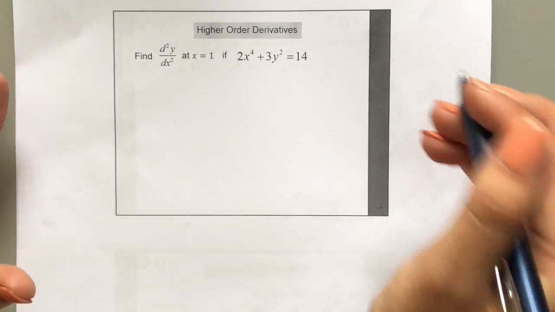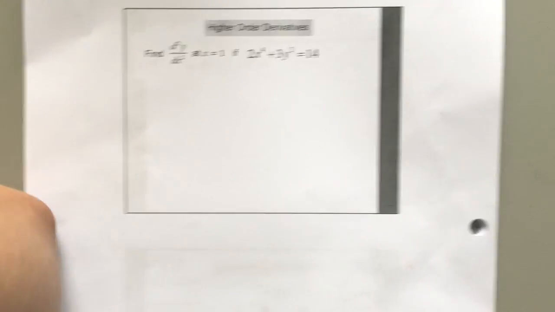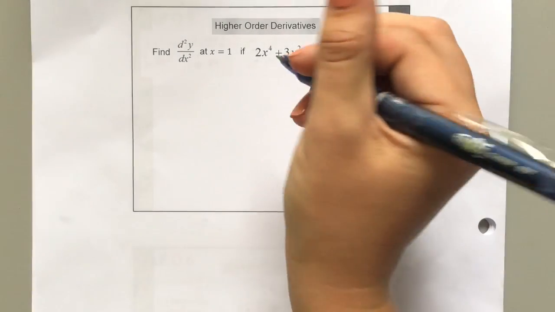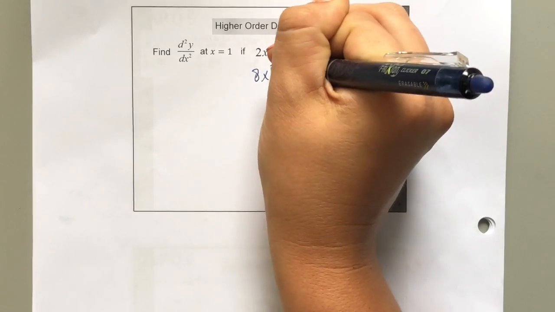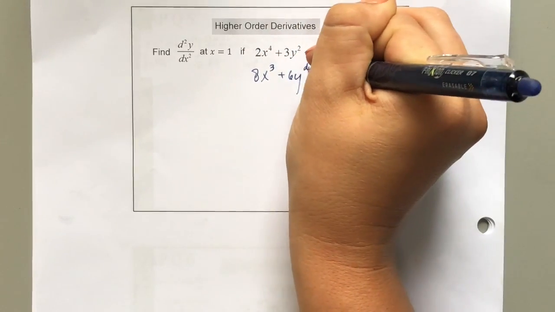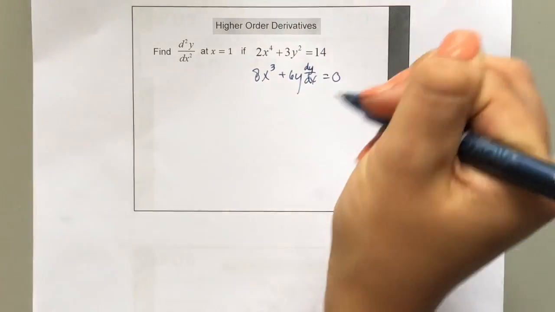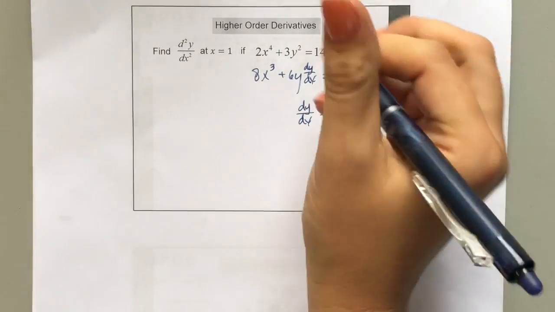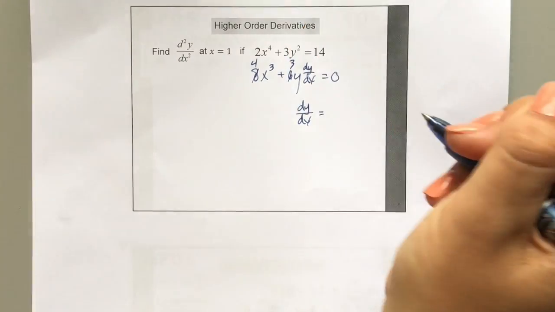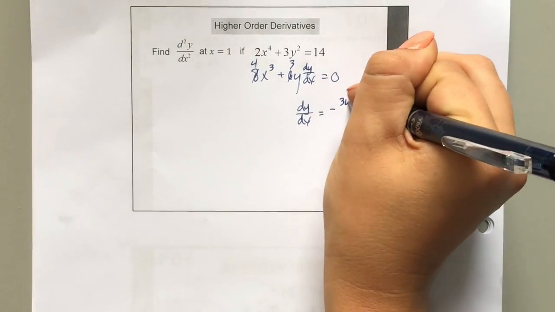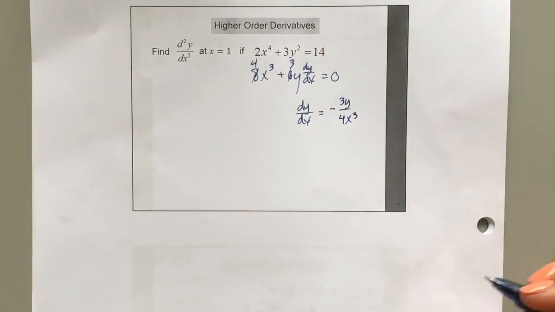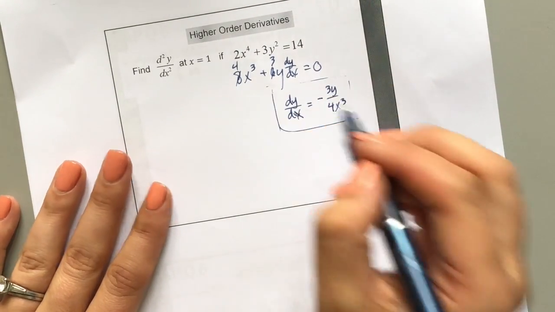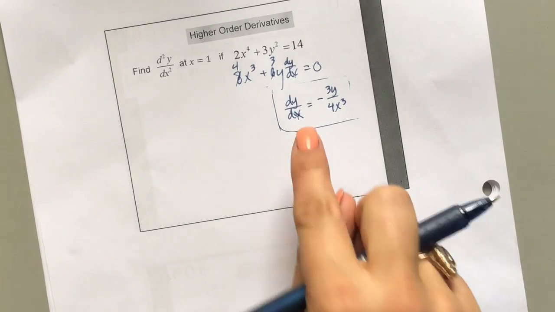All right, so we're going to take the first derivative and then the second derivative. Try to see if you can do it on your own, and then check the video. 8x to the third plus 6y dy dx equals 0. So dy dx is negative 3y over 4x cubed. Okay, so that's my first, it's not my answer, but I'm just going to do a little bit of that. Now I'm going to take the second derivative of this.